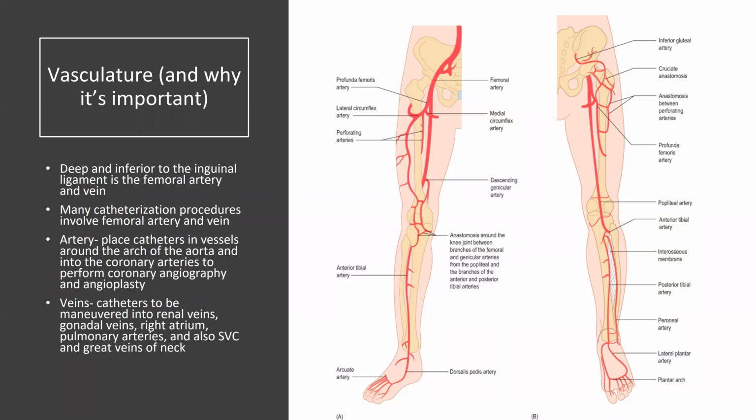They go through the inguinal canal, so right near the crotch, and then they place it into the femoral vein, and from there you can go up all the way into the arch of the aorta, into the coronary arteries to perform any angioplasties or angiograms. With the veins as well, you can put a catheter in there and it'll go into the renal veins, the gonadal veins, the right atrium and the right pulmonary arteries, as well as the superior vena cava and other great veins of the neck. So that's really important, just to know where all the major arteries go and how they interact with each other. Michelle Lazarus loves driving that one home.